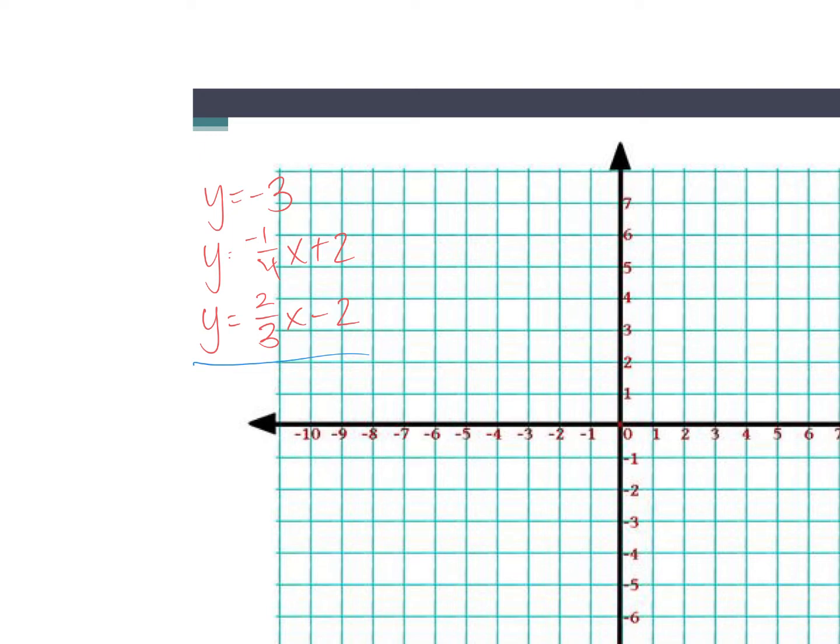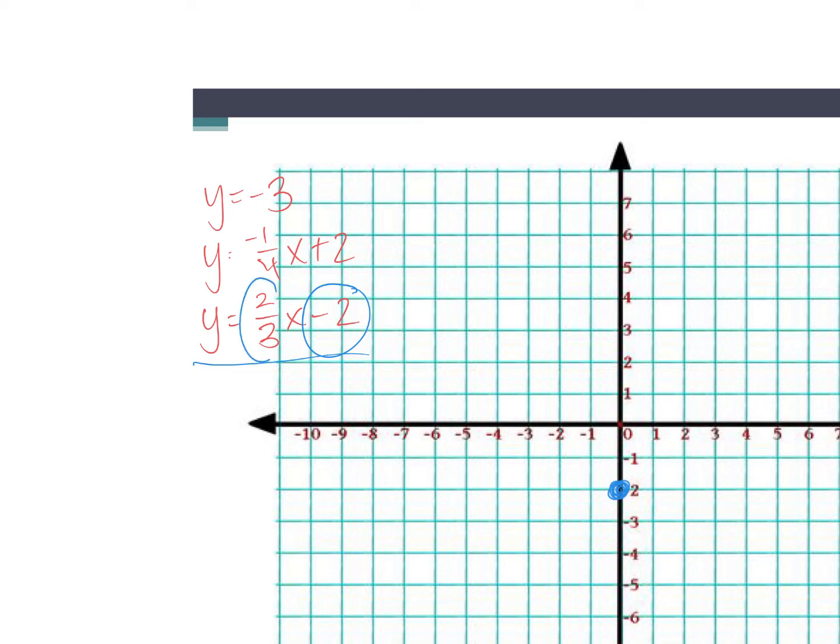We're going to use a different color for each of these so you can tell which one's which. Always start with your y-intercept. What is the y-intercept of this last equation? It's -2, okay? So we're going to start on my y-axis at what number? Put a dot. We're starting at -2. The other thing that we know from this equation is the 2/3, which is the slope.